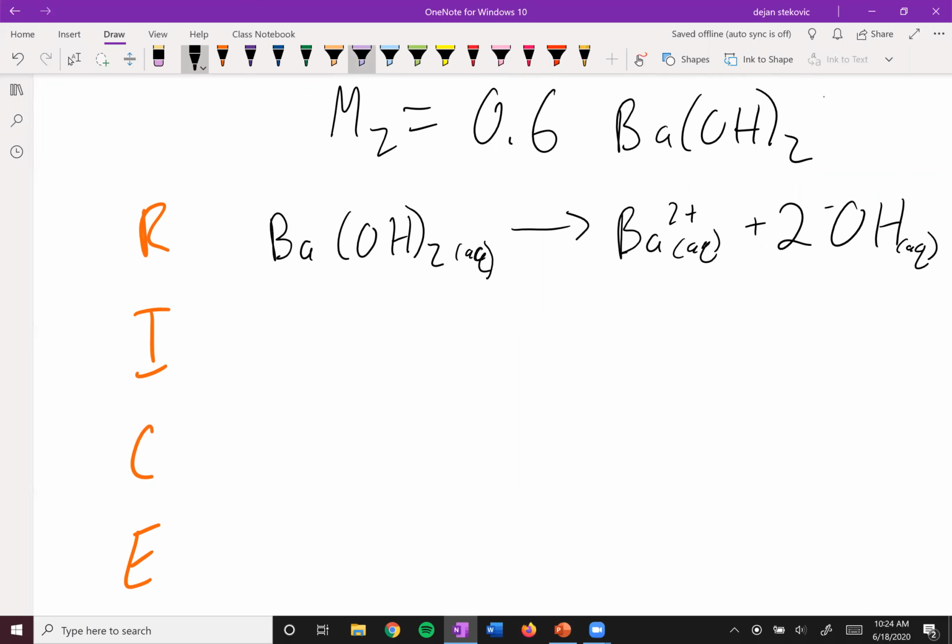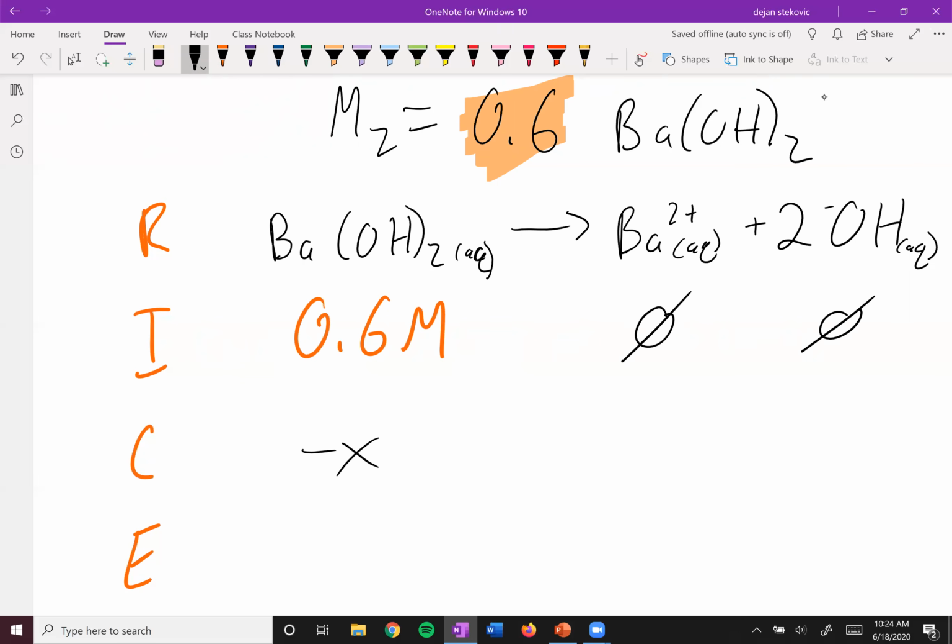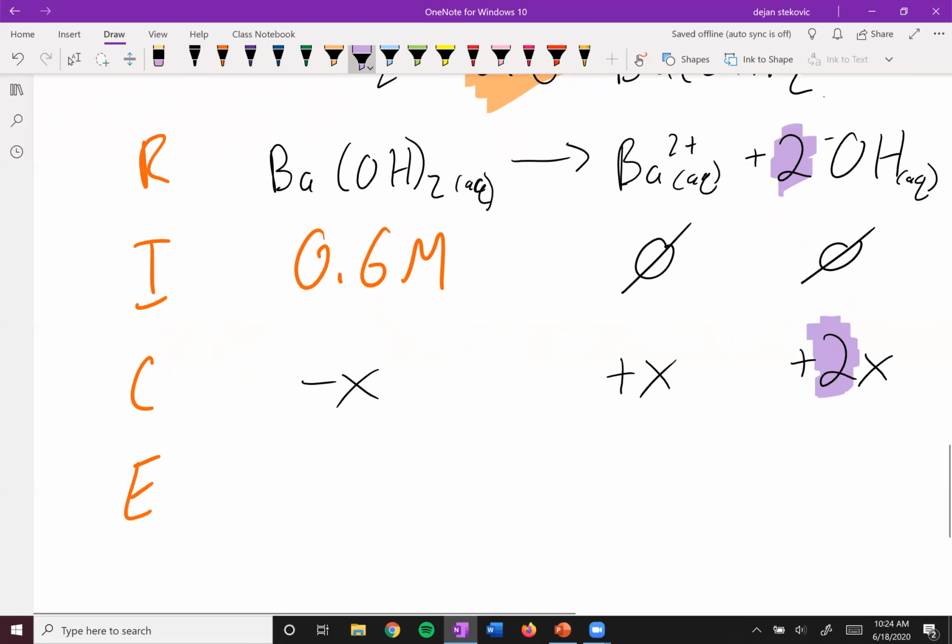And so we now see that our concentration of barium hydroxide is 0.6 molar. We'll assume 0 dissociation initially, and then for the change, we're going to get rid of some barium hydroxide and form plus X of barium, and then plus 2X of hydroxide. So that's where you've got to be careful with these bases. Some will donate 1 hydroxide or accept 1 H plus. Some will donate 2 hydroxides or accept 2 H pluses. And so then we can do 0.6 minus X, X, 2X.